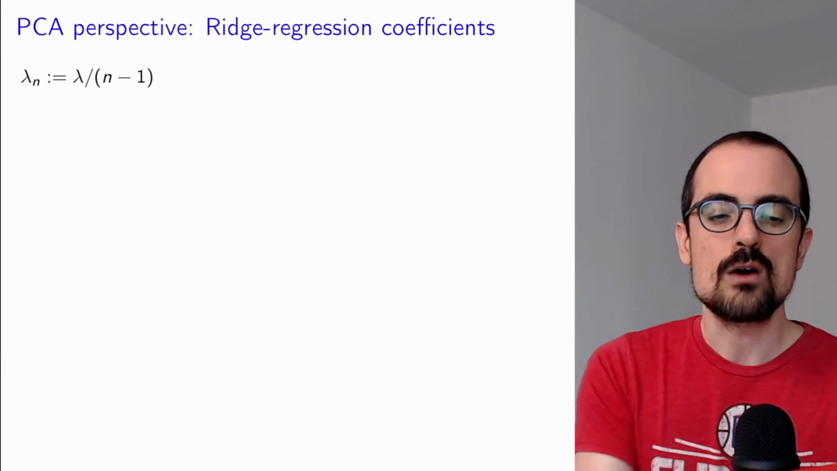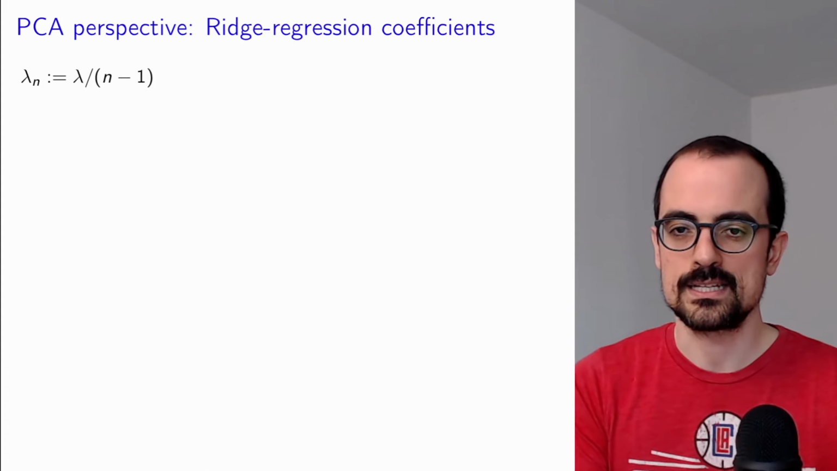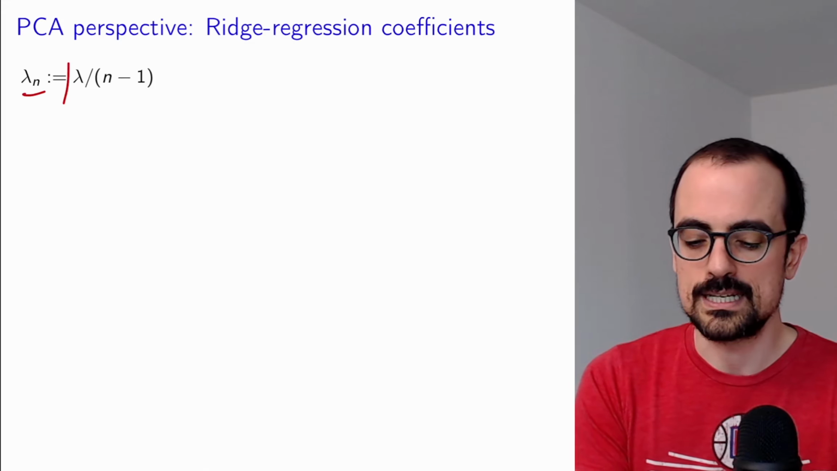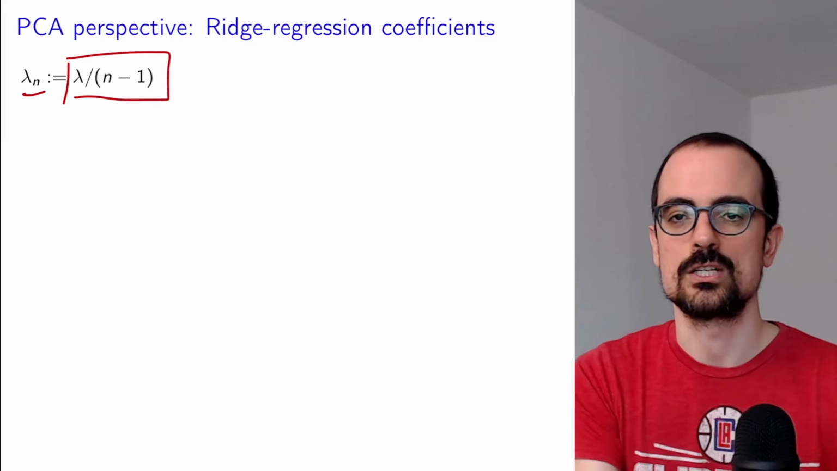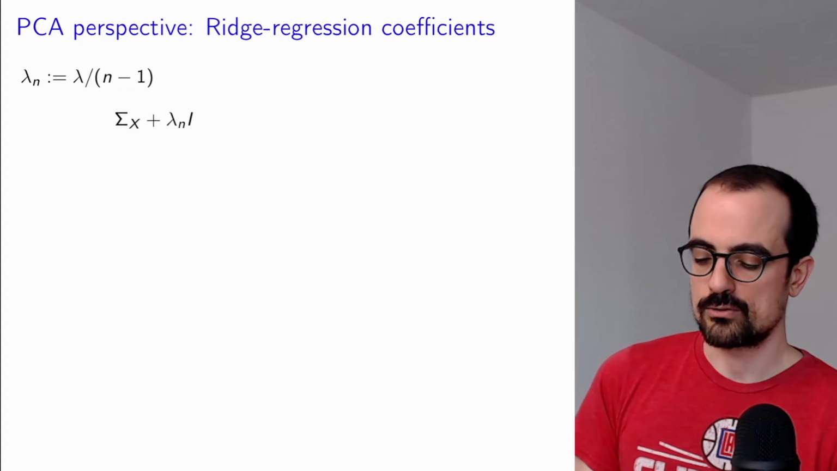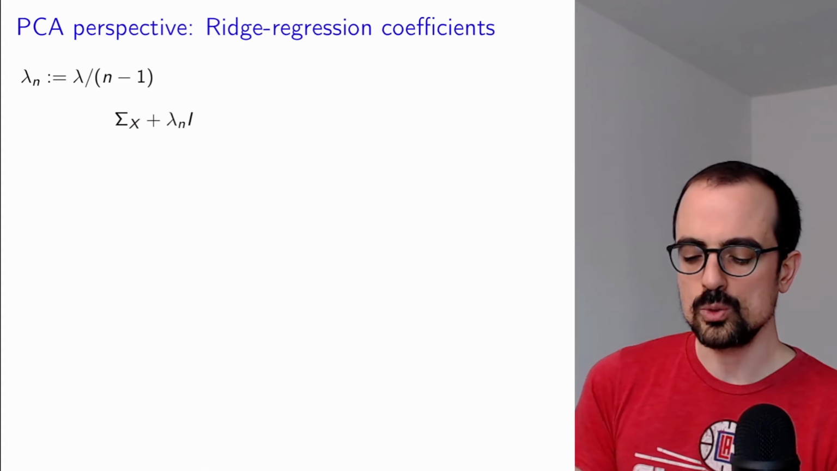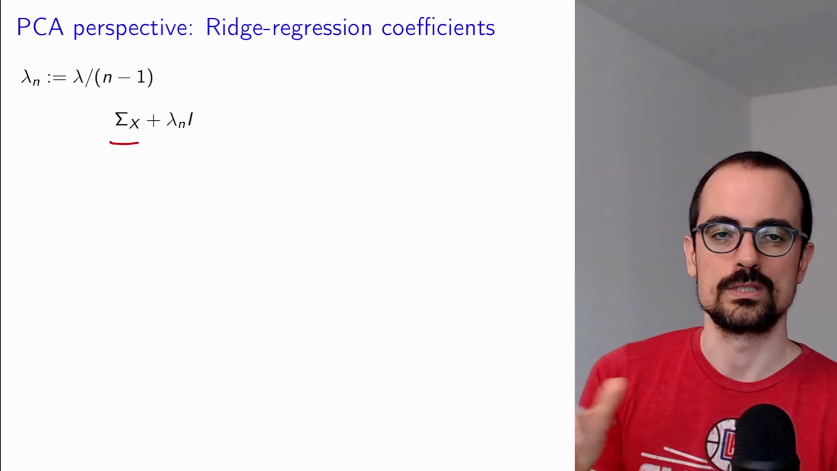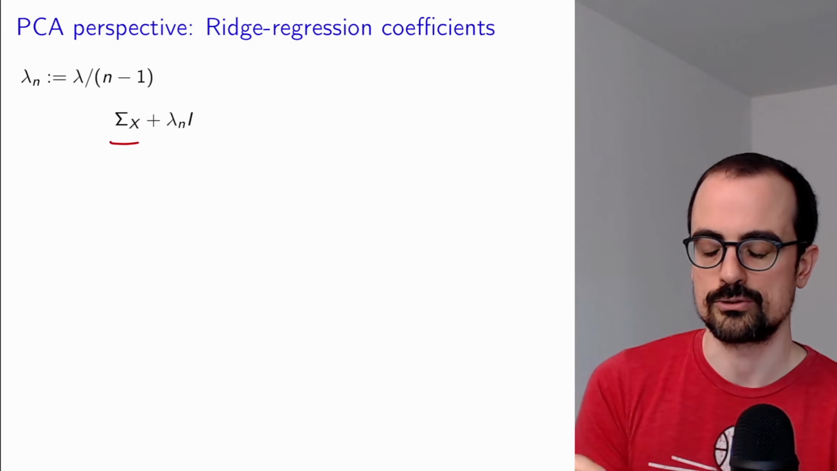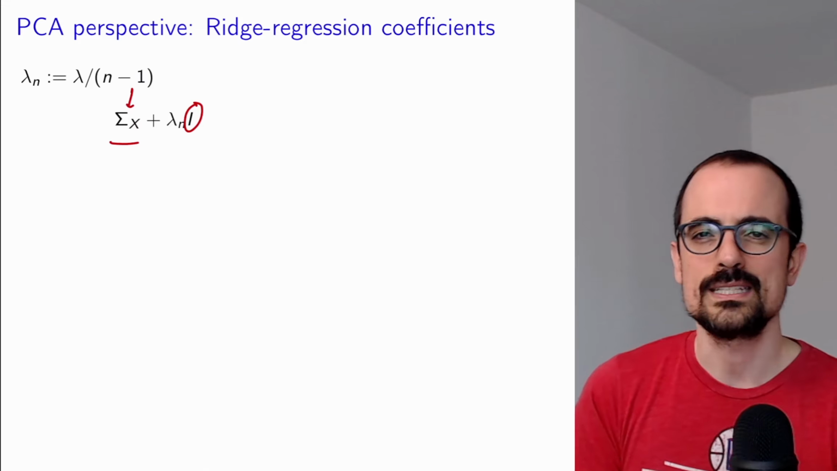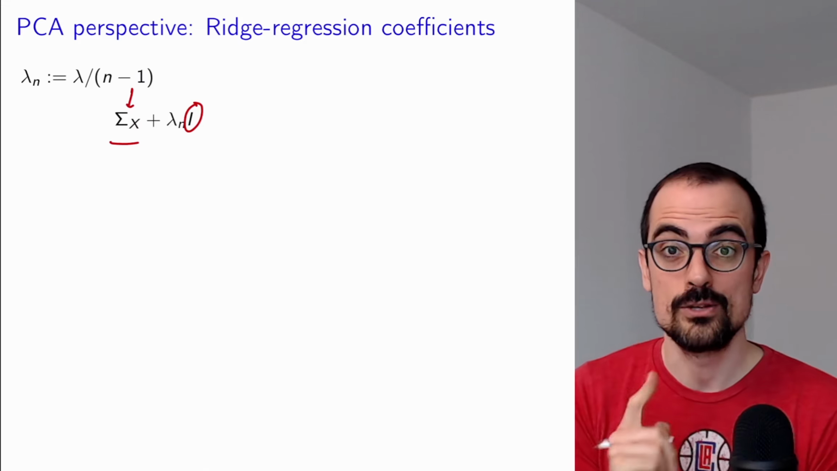From now on, I'm often going to express the regularization parameter as lambda sub n, because you will see that it tends to be divided by n minus 1, and I just wanted to simplify notation. So when we look at the ridge regression coefficients, it's going to be useful to realize that this is what we're taking the inverse of when computing them. If I'm adding this sample covariance matrix to the identity and I ask myself, what is the eigendecomposition of this? There's a very useful trick.